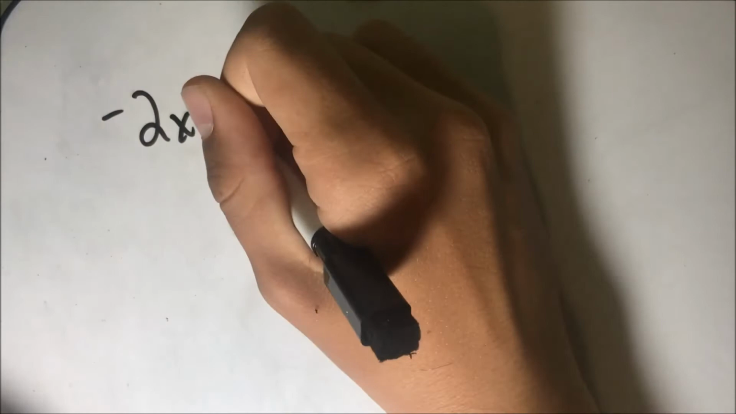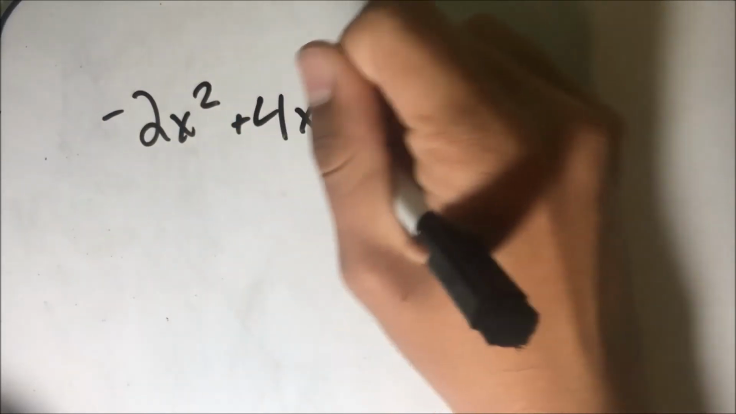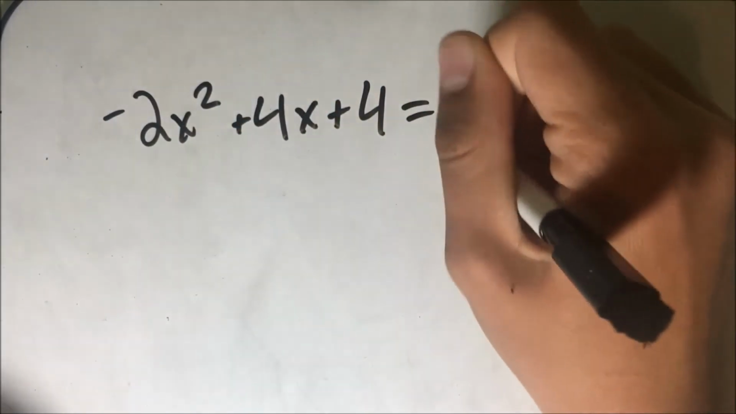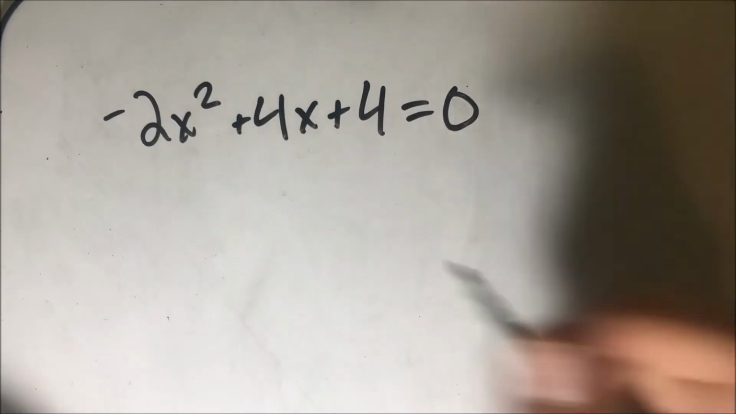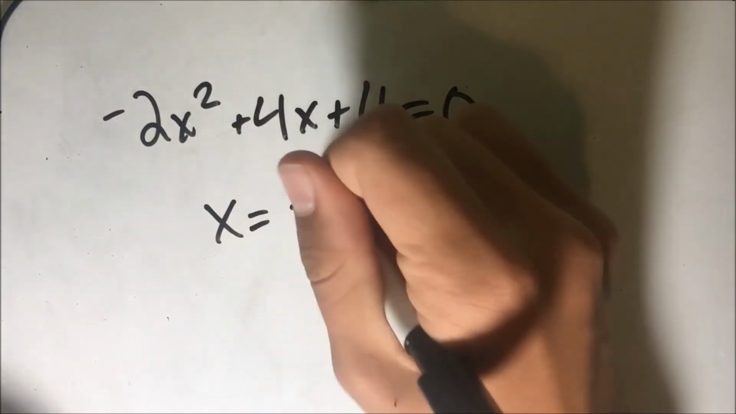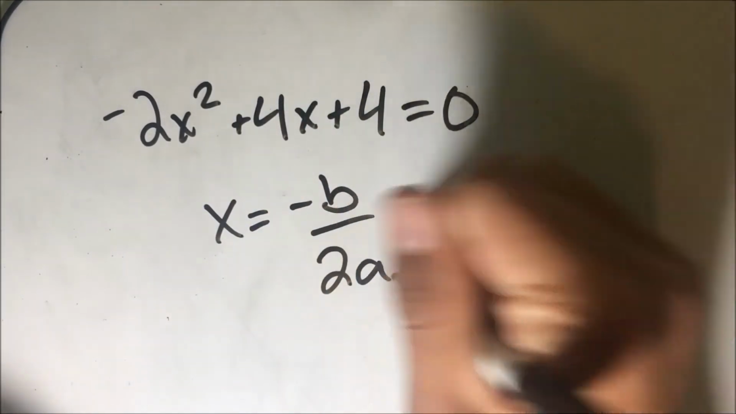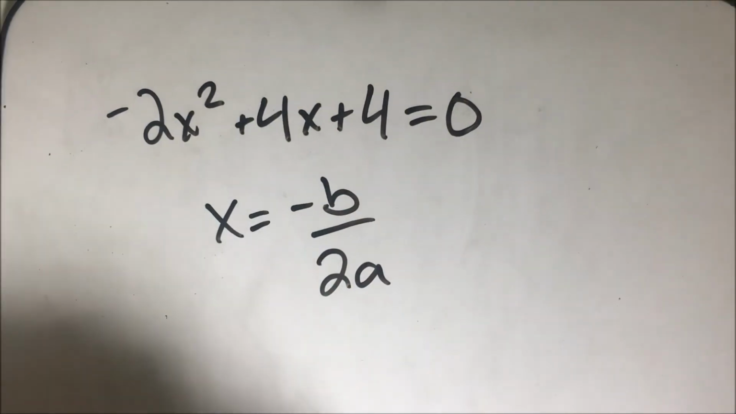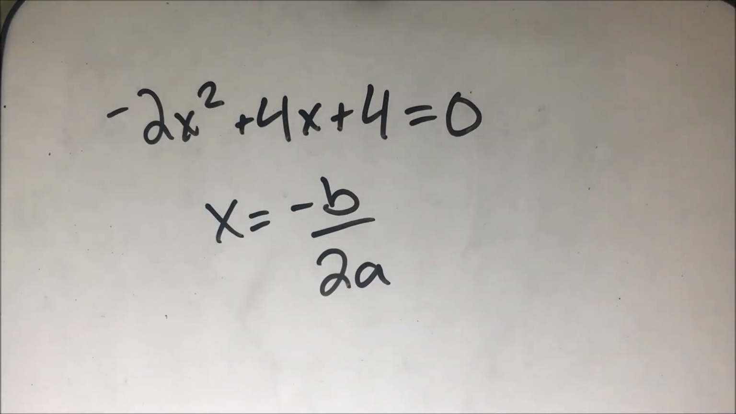Alright, so this next one I want you guys to try. It's negative 2x squared plus 4x plus 4 equals 0. Now remember the vertex formula. It's x equals negative b over 2a. Now I'll give you guys about 30 seconds to work this out while you listen to some calming elevator music.